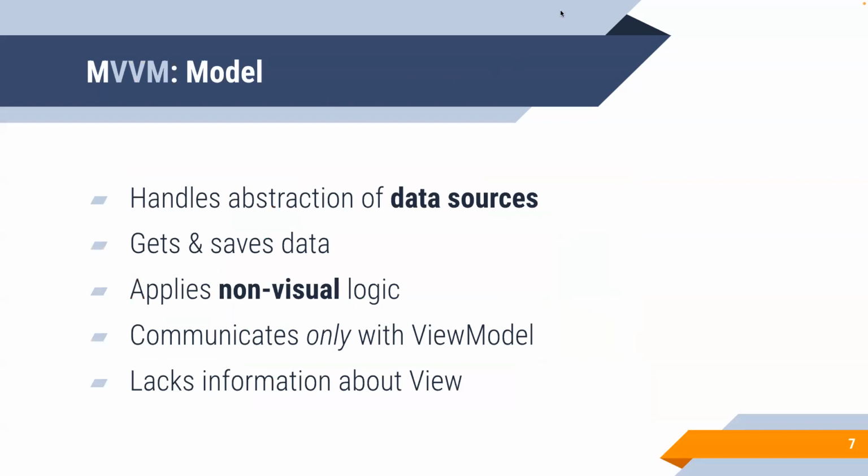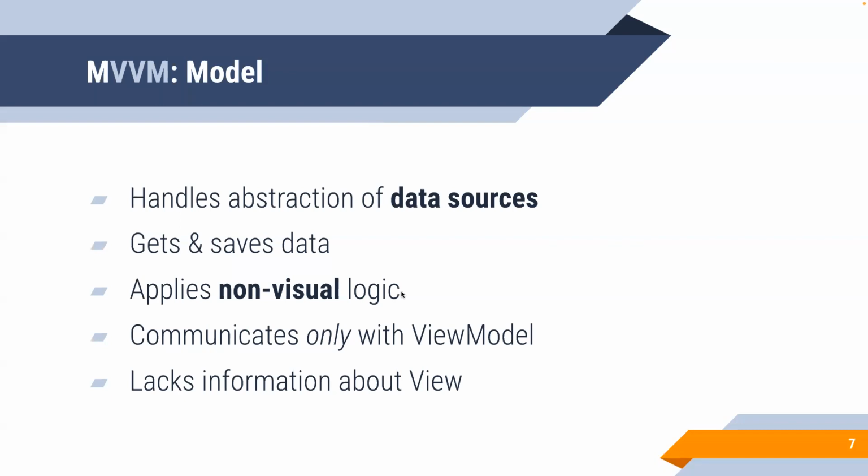So just the model. Again, this is handling the abstraction of data sources. The view should not know where the data is coming from. It gets and saves data, as we said with the eatery example. And this is where the non-visual logic comes in. So maybe you want to filter some eateries.